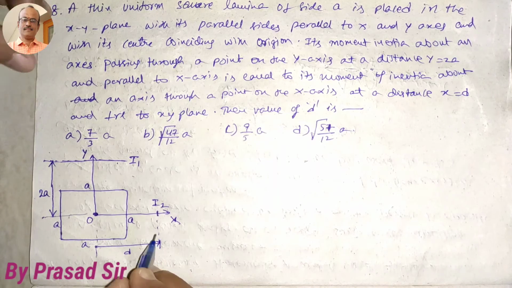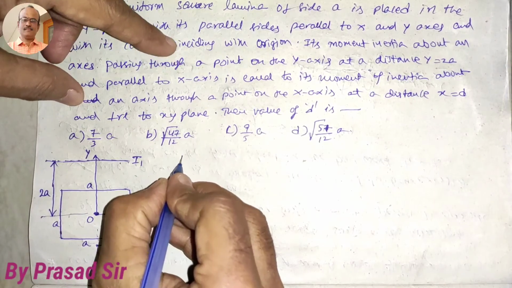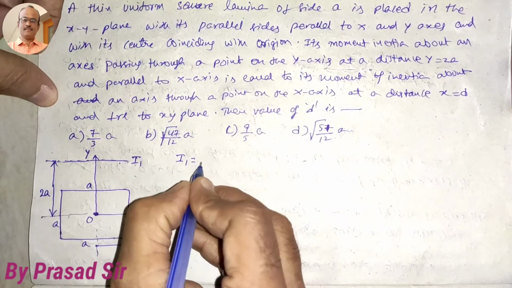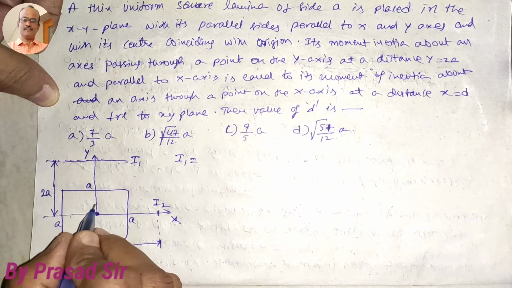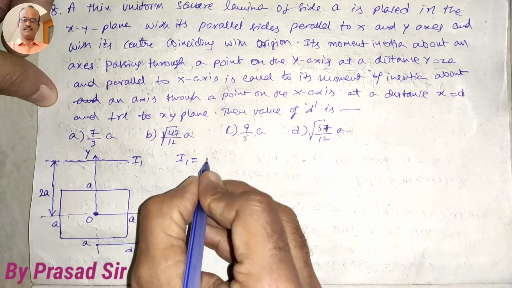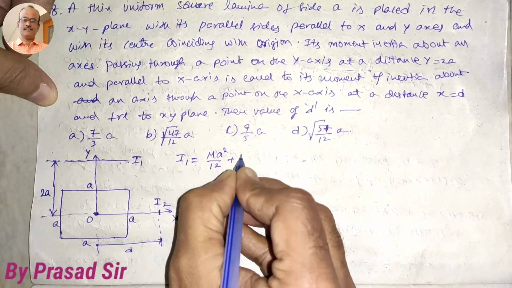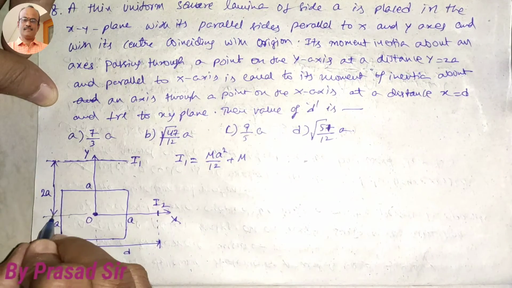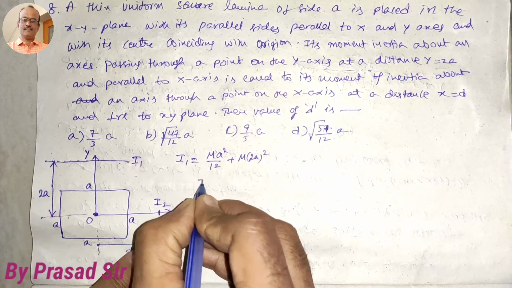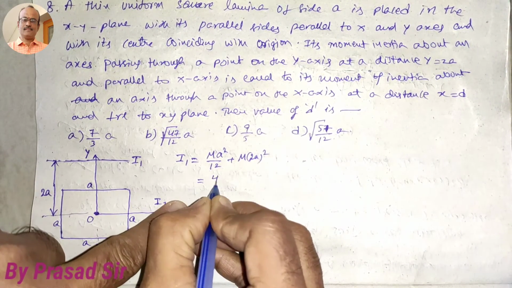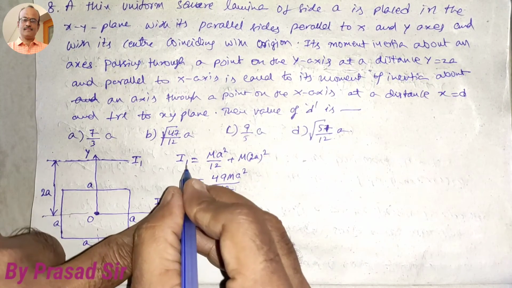So first of all we have to calculate this moment of inertia and this moment of inertia. First I will calculate I1. Whenever you want to calculate the moment of inertia I1, here the axis is passing through the center, no, that's why it is m a square divided by 12 plus m into r square. How much is the distance here? 2a. So that means (2a) whole square. On simplification of this we get 49 m a square divided by 12. This is I1.